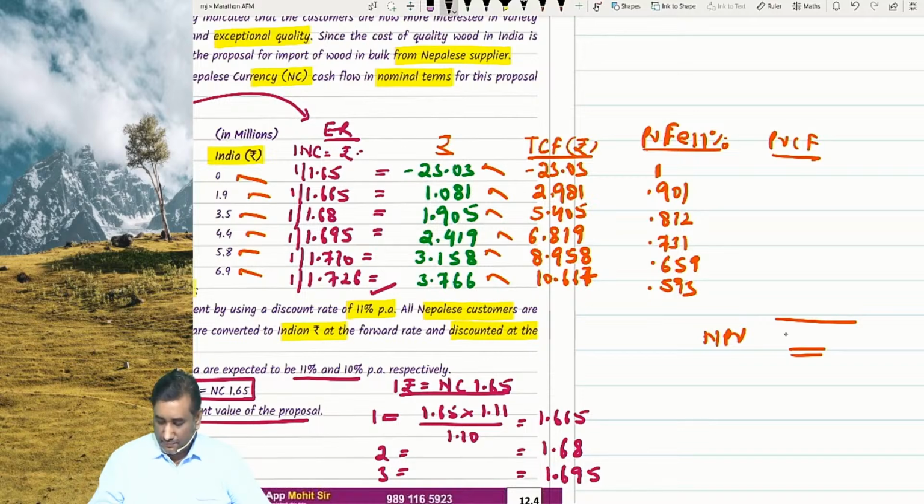1 point. Total, tell me what comes. After minus 23.03, 1.258. NPV is positive.